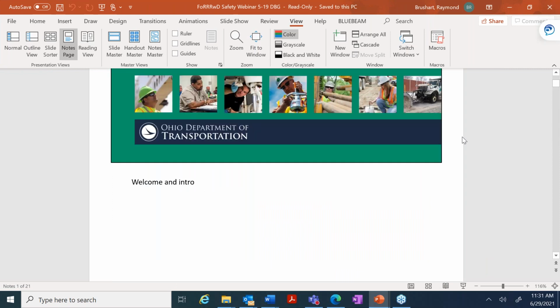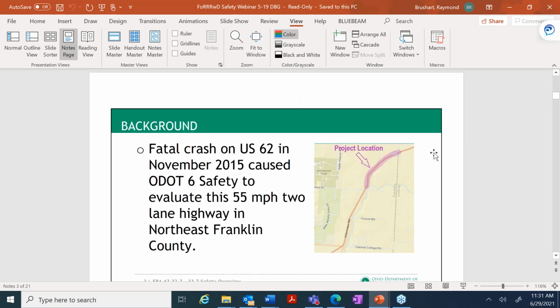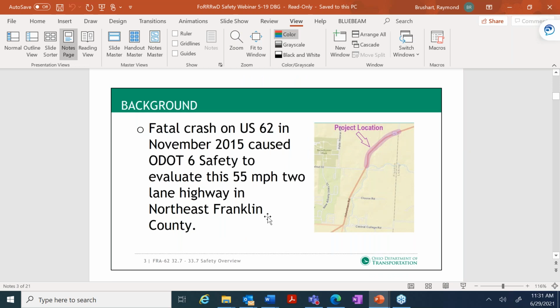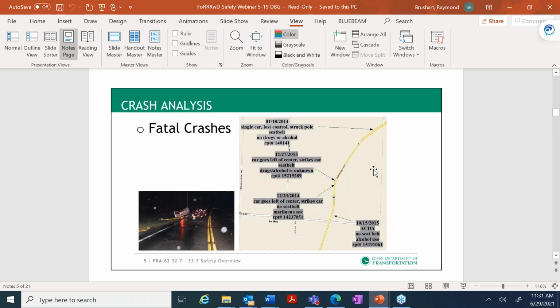Dirk Gross put this together for me. He's in District 6, but it was an area in northeast Franklin County, a 2-lane, 55-mile-per-hour road. There were 3 curves, and all 3 of those curves had crash histories, including a fatal in one of the curves, but the fatal involved a vehicle that lost a wheel. So that's bad news, right?